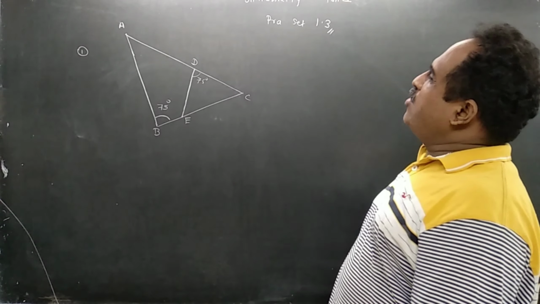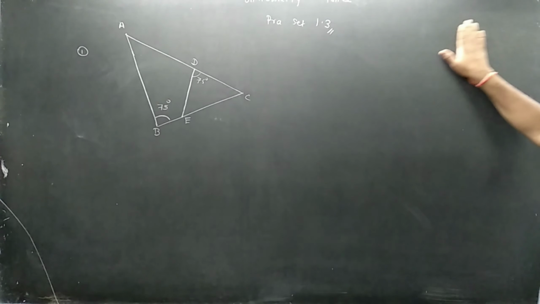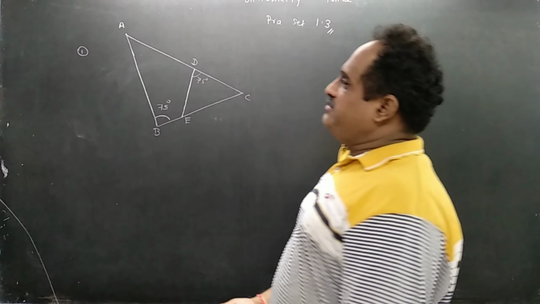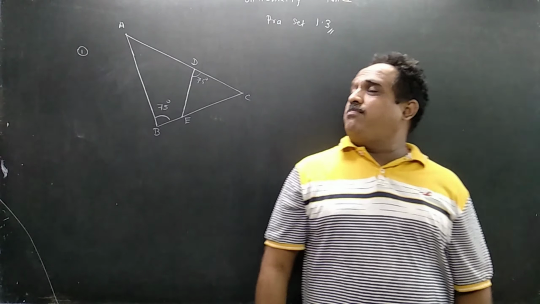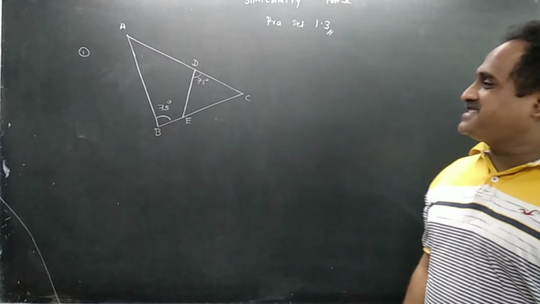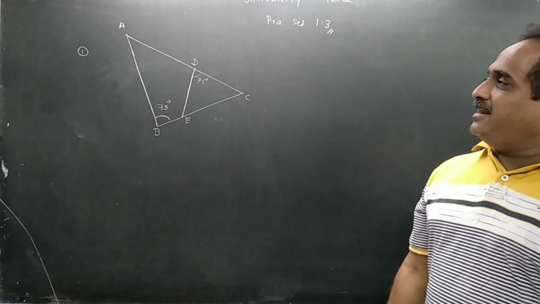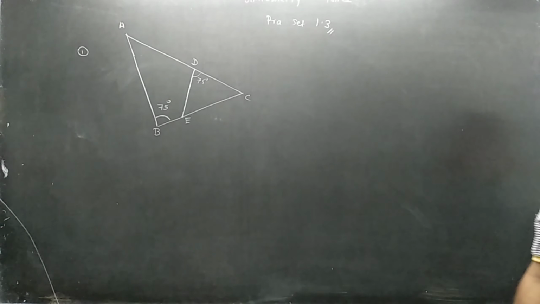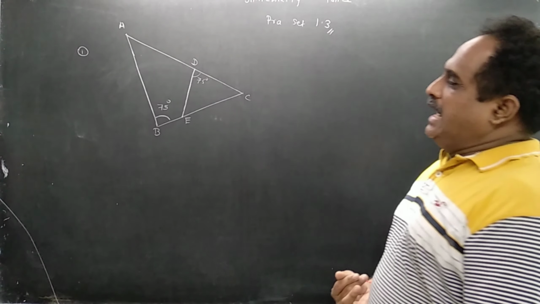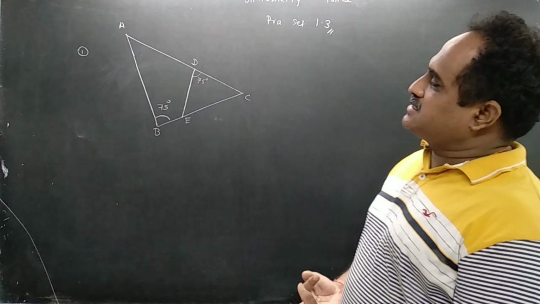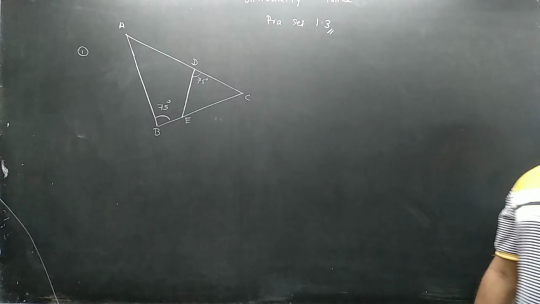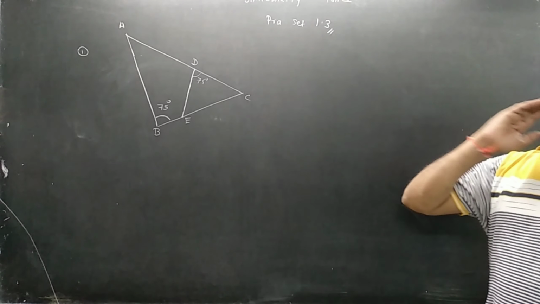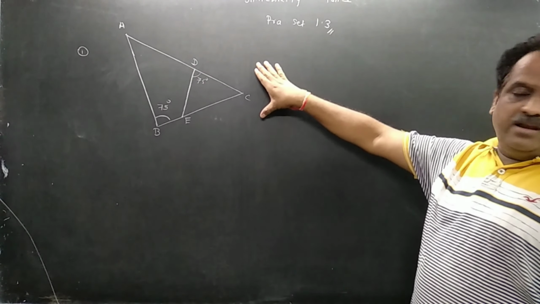Now, we are going to start with practice set 1.3. The first question is a revision of the 9th standard practice set. We are going to revise it once again. We are going to use all the tests for similar triangles, that is the AA test, SAS test, and SSS test. We have to see which test we are going to apply. See the question. This is the figure they have given.